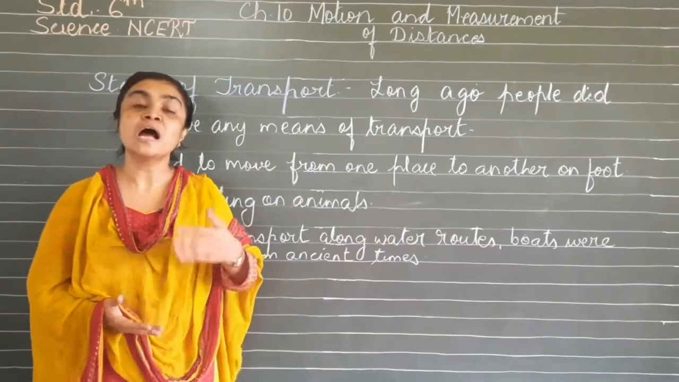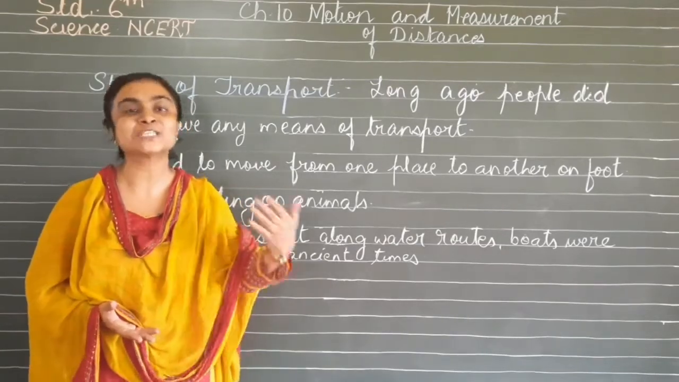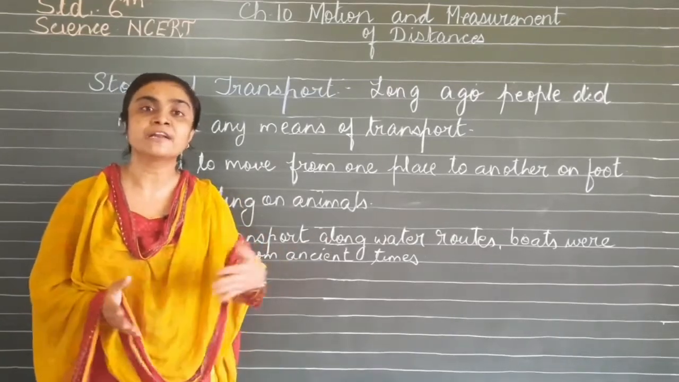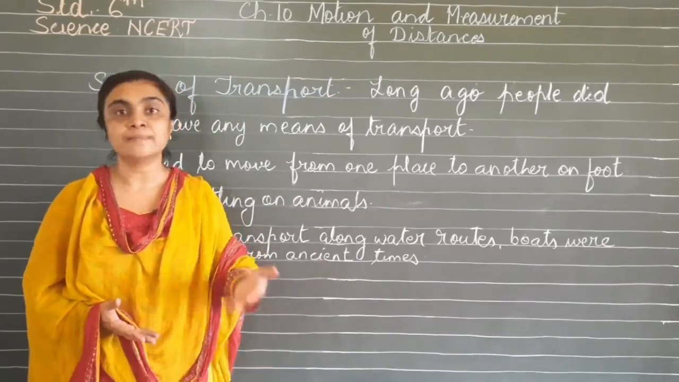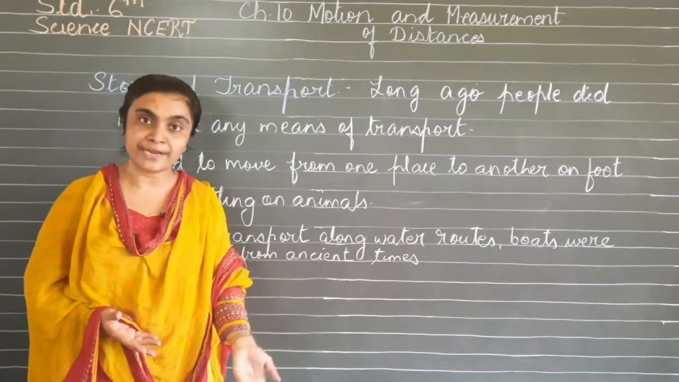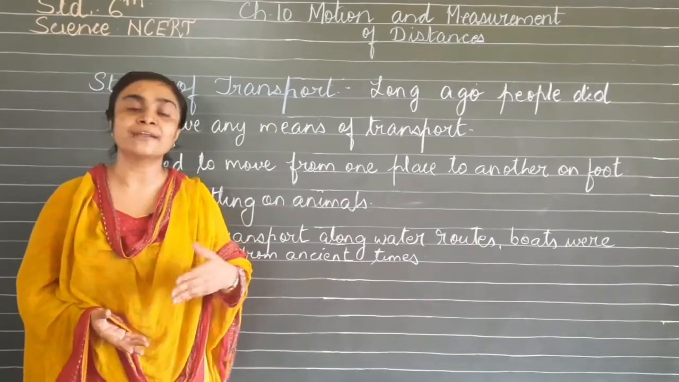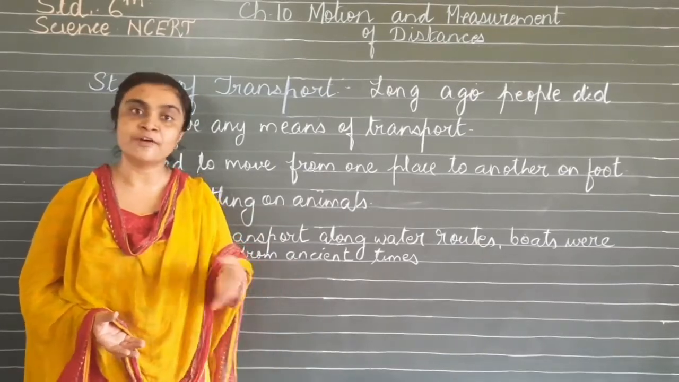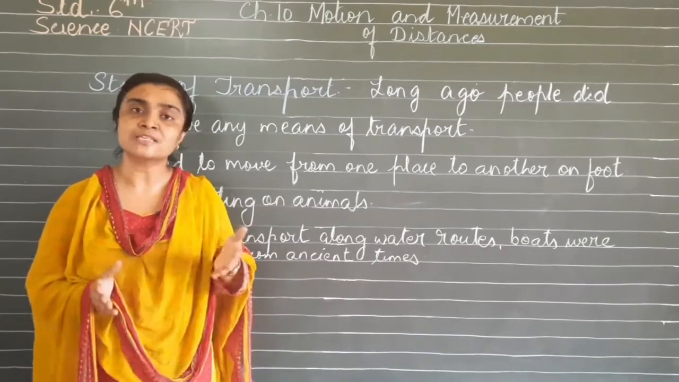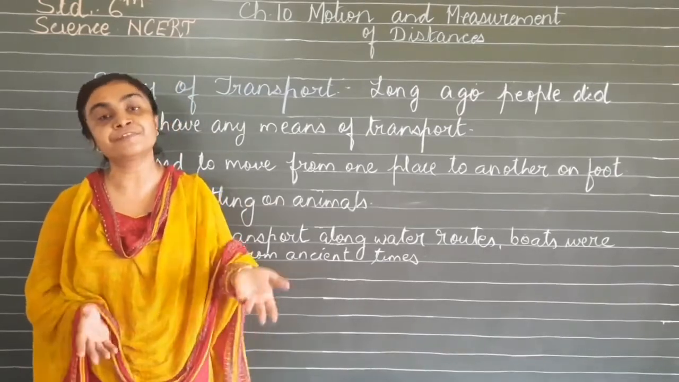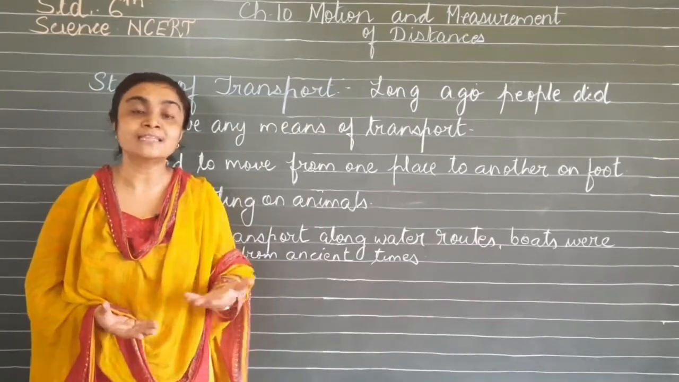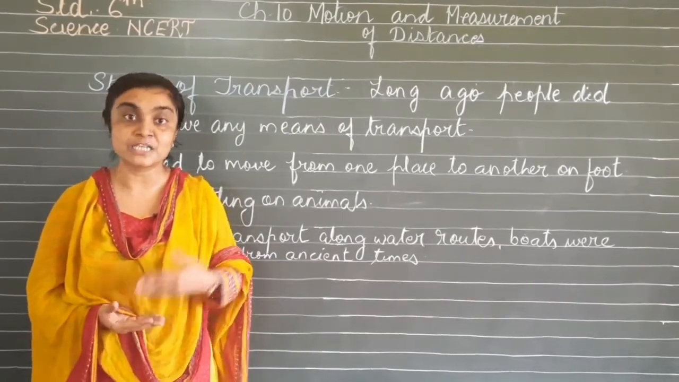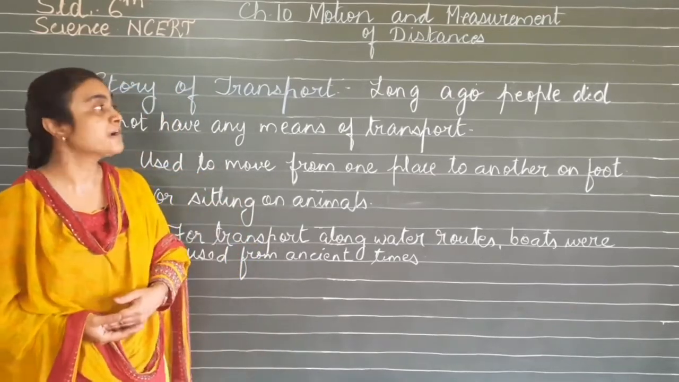Suppose I ask you, how do you travel from one place to another? There will be different answers. Someone will say I will go by car, by bus, by train or by aeroplane, or I can ride a bicycle if I want to cover a smaller distance. There will be different points of view from different students. Now all these are vehicles. So where did these vehicles come from? Here we will see the story of transport.